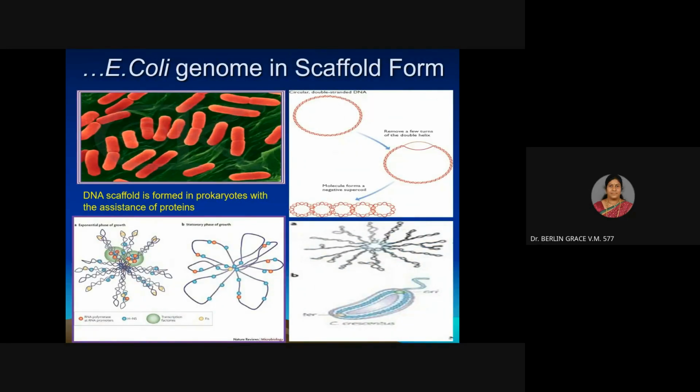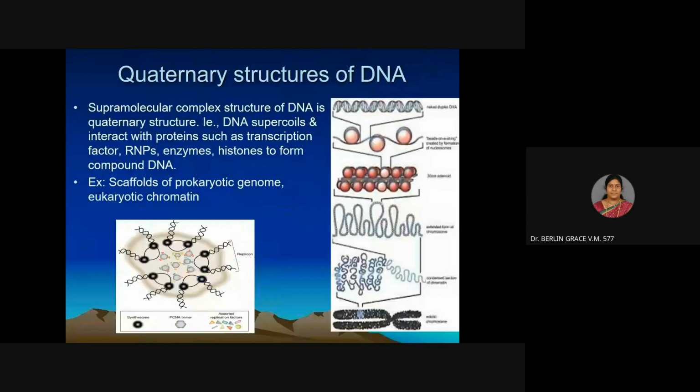The E. coli genome also forms a scaffold with proteins, and the DNA of both prokaryotes and eukaryotes can form a quaternary structure when complexed with proteins like histones or other proteins in prokaryotes, or even through higher order folding, which gives the quaternary structure.